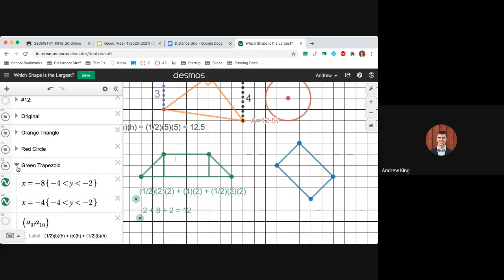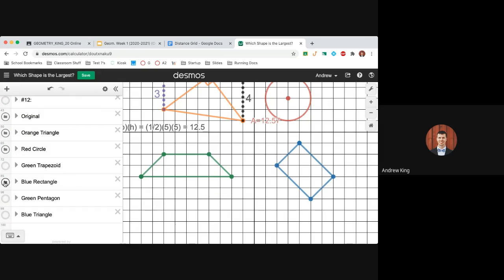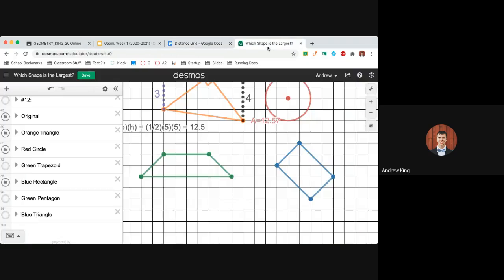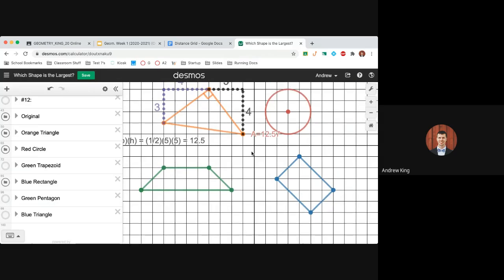And lastly, the blue rectangle. Notice that we know the area formula for rectangles, base times height, but it's not easy to measure either the base or the height right away. So we will have to do exactly what we did with the orange triangle and figure out, let's say this is the base, let's say this is the height. Let's figure out the height and the base lengths by doing the Pythagorean theorem again.